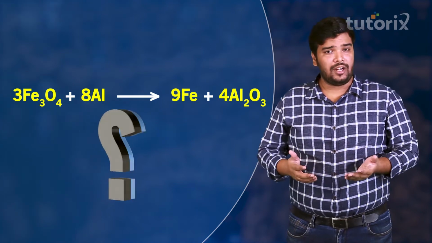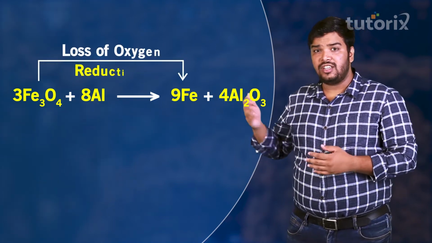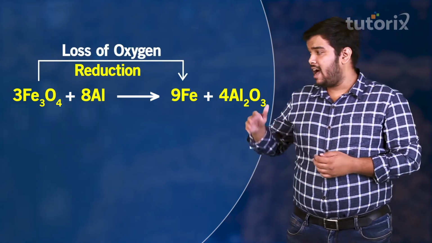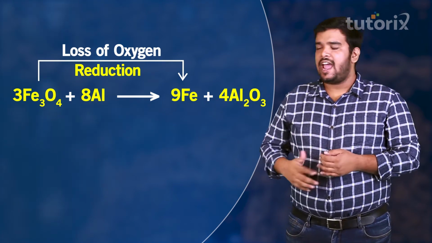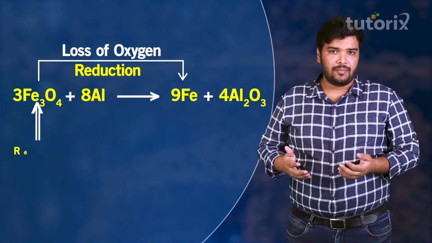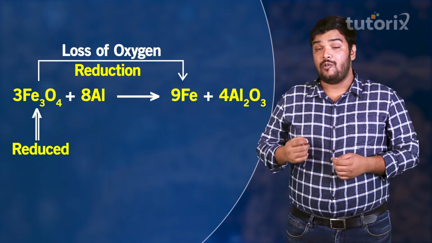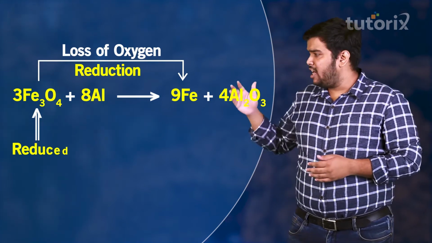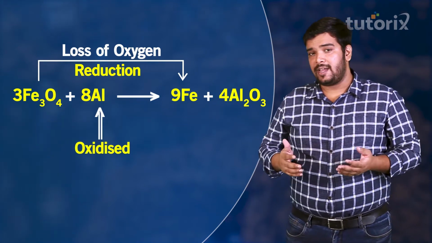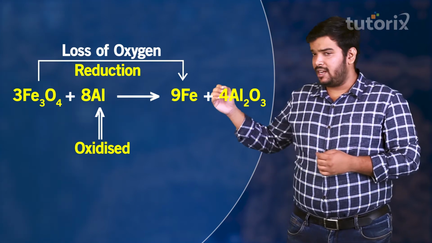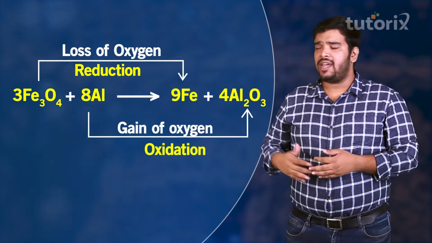Well, if you notice carefully, Fe3O4 is losing oxygen and forming iron. Hence, Fe3O4 is reduced because of loss of oxygen, whereas on the other hand, aluminium is getting oxidized. And why? Well, because aluminium is gaining oxygen and forming Al2O3.